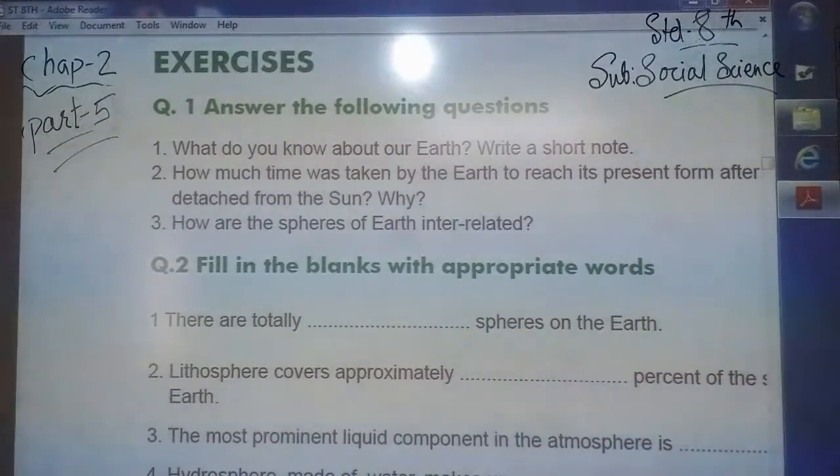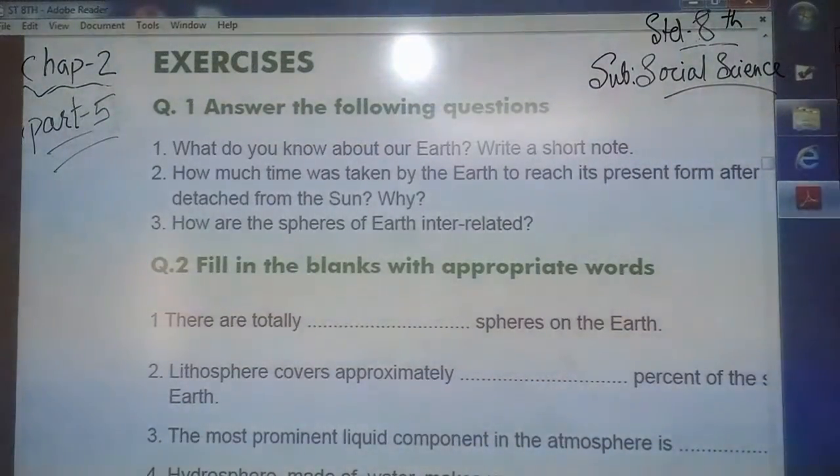Okay, how much time was taken by the Earth to reach the present after starting from the sun? After your sphere was formed, how much time did it take? How much time to cool down and what things were made? You can have the answer from the textbook also, from the videos only. Okay, I have explained each and everything. How are the spheres of the Earth integrated? All the spheres, 3 spheres: air, water, land. To make it simple, I will say in the language: air, water, land. Okay, these are connected with the biosphere. These all the spheres are interrelated, connected with each other.